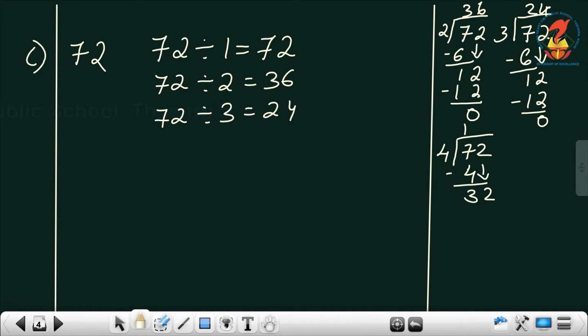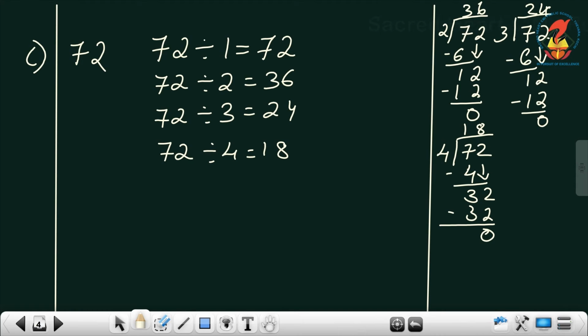How many times 4 goes in 32? 8 times. 8 4's are 32. When you minus, you will get 0. So 72 divided by 4 is equal to 18. Then should we check 5's table?